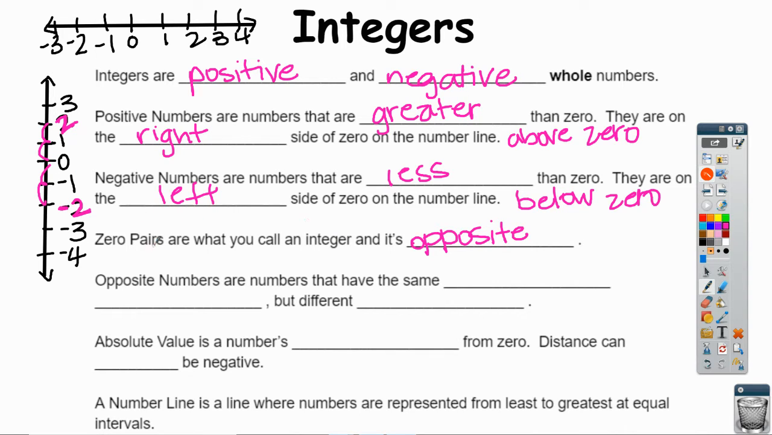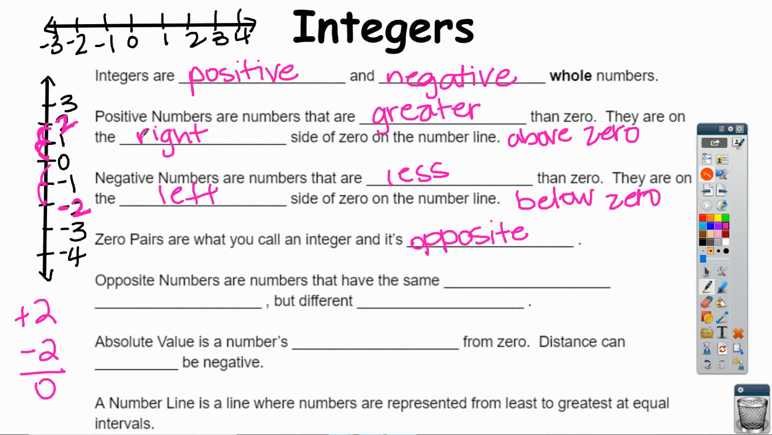And the reason why opposites are also called zero pairs is because if you combine a number and its opposite, -2, +2, so we go forward 2 and back 2, you'll always end up at 0. So that's why it's called a zero pair.